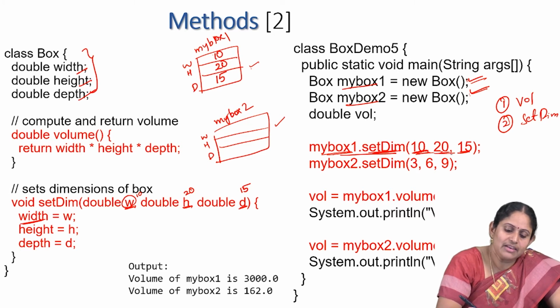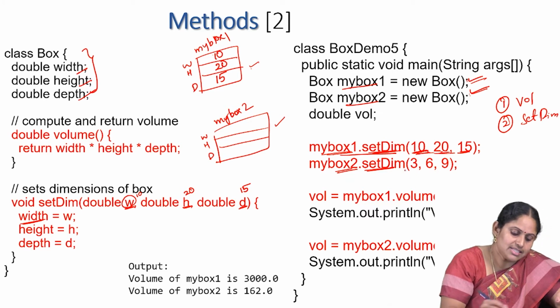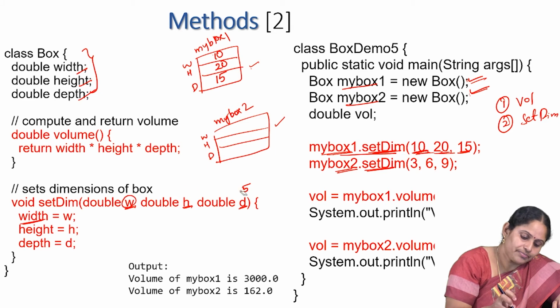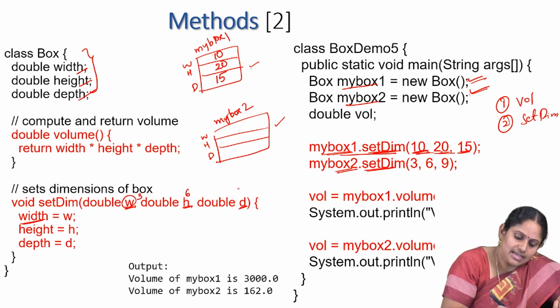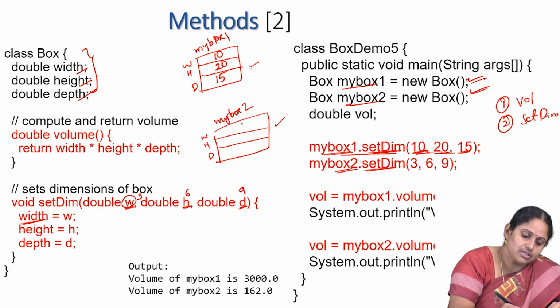Now again we are calling the setDime method on mybox2. So it will set 3, 6 and 9 as width, height and depth. When 3 is taken into W, 6 is taken into H and 9 is taken into D, 3 will be stored into width. So we get 3 here.